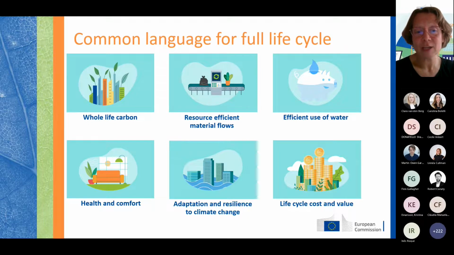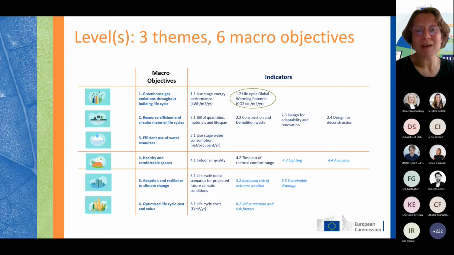construction or building projects. So this common language, these Levels, covers whole life carbon, resource efficient material flows, and efficient use of water. So here you can see the first three are really about the use of different kinds of resources, and of course then have a direct impact on the environment as well. But we also have three other areas which are more linked to the quality and value of the building: health and comfort, adaptation and resilience to climate change, and life cycle cost and value. And if we go to the next slide, I will show you a bit more in detail.